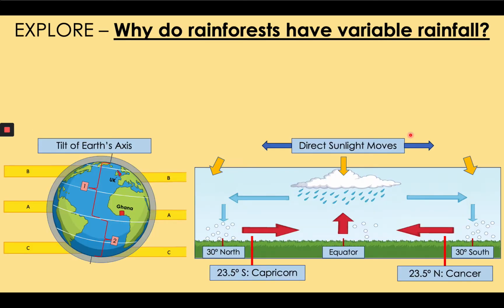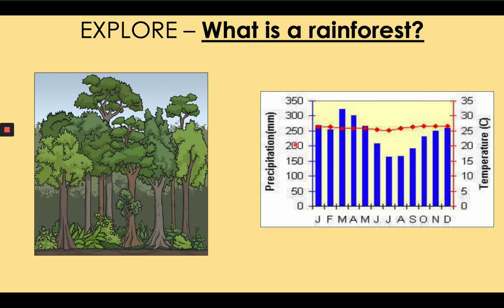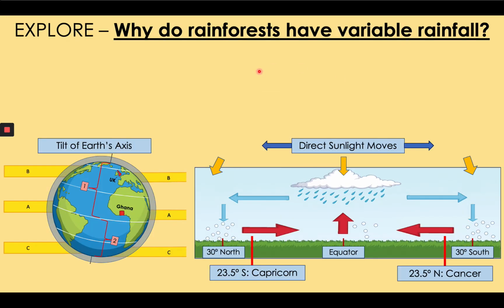Okay. Second idea. Why do rainforests have variable rainfall? If you look here, although the temperature remains constant, the rainfall does change slightly, so I want you to understand that slightly more deeply. Start by looking at the tilt of the Earth's axis. In a previous lesson, we said how the Earth is actually tilted on its axis, this invisible line that goes through the middle of the Earth.